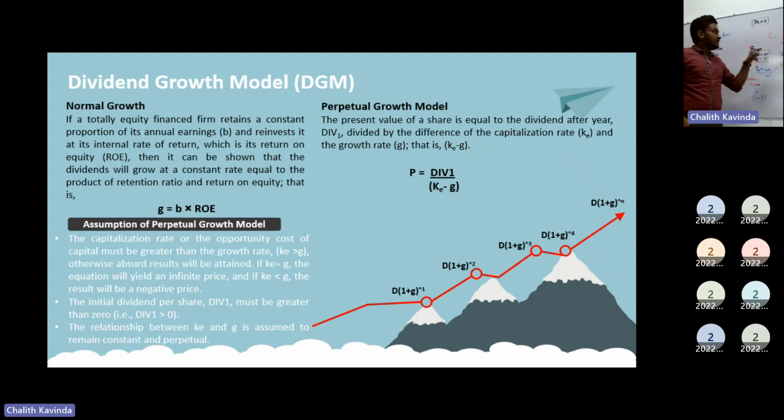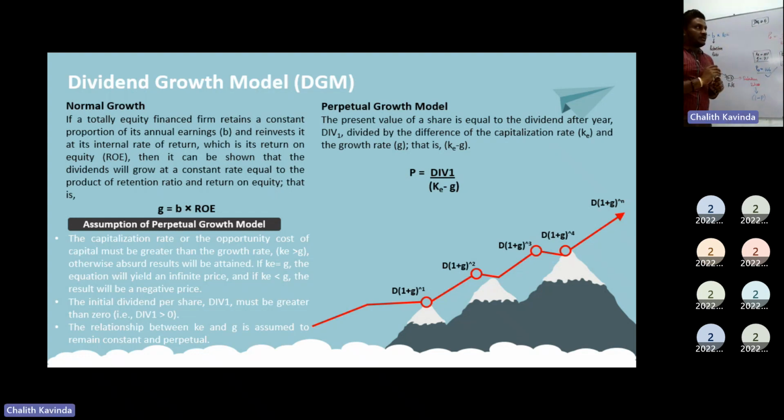What is the first assumption? Cost of equity must be greater than growth. I'm not going to ask you in the examination to prove the first assumption, never. But you need to go through the hidden part. Then the second assumption is dividend must be greater than 0. Third assumption is the relationship between these two is fixed and it remains till infinity. So that's the point that you need to consider.